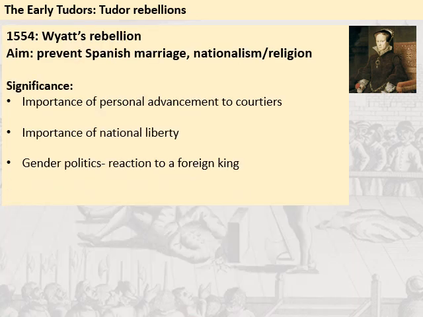So we've got common themes coming here again. So we can see our usual areas here, but we've got some things of note. I think we can see here the importance of personal advancement to courtiers, the way that they can be inspired by their own political agendas. Wyatt and the others have been worried about the introduction of Spaniards at court, the way that this would limit their own potential for advancement and positions. The growing importance of national liberty. And the importance of gender politics here, that this is particularly a reaction to a foreign king incoming. Compare that, for example, to the way that Henry's marriage to Catherine of Aragon, Spanish royal family, had been a popular move.